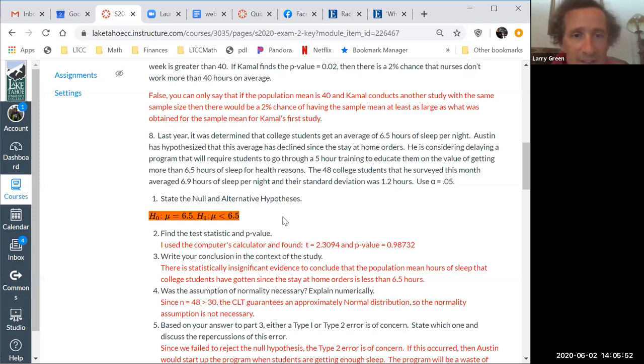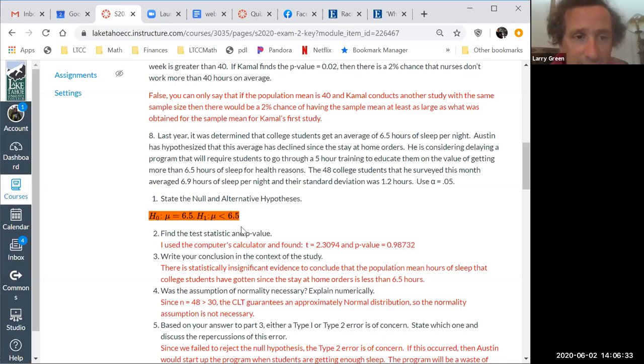Okay, state the null and alternative hypotheses. The key here is: how many hours of sleep do you get? That's a number, right? I get 6 hours, for example. That tells you that it's mu, and mu is 6.5 because we're comparing it to the known 6.5. Austin wants to see if it's declined. Well, another word for declined is less than. So H1 is mu is less than 6.5. Any questions on the first part?